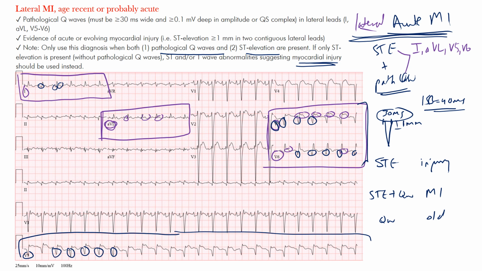Doesn't mean it's happened years ago, it could have happened a few hours ago, okay? Remember, we go through those patterns, those changes that we expect as we progress over time with an MI, so make sure to check out our lectures, our course, to go over that. All right, so hopefully this makes sense. This is an acute lateral MI, looking for the ST elevation and the pathological Q waves in the lateral leads, 1, AVL, V5, and V6. Well, that's the end of this lecture. I hope you learned something.